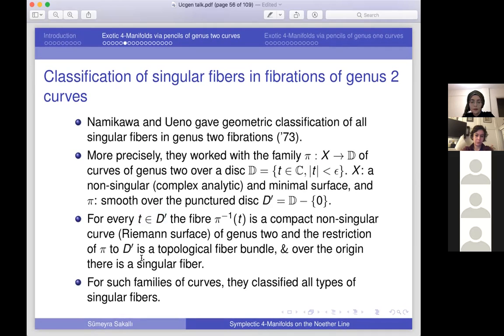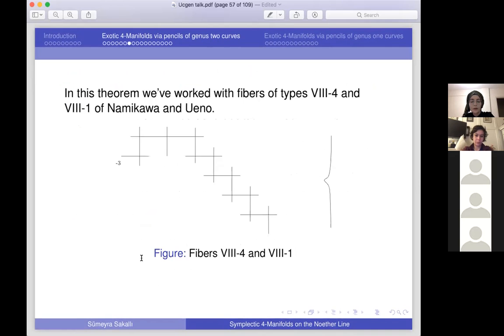And in our work, we have worked with two fibers coming from their list. So on the left, you see a fiber, it is called type 8-4. So this one is a configuration of two spheres. So here each line is a complex line, or for us it is a two-dimensional sphere, and self-intersections are all -2. But here each irreducible component has different multiplicities, and only the first one has self-intersection -3. It is here. So basically it is a configuration of spheres.